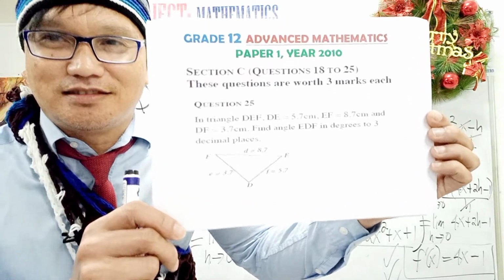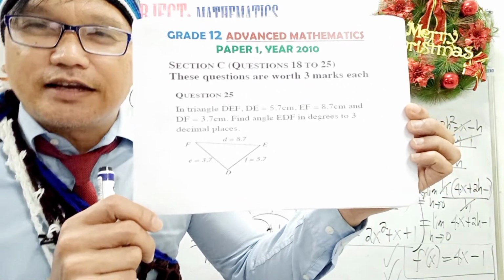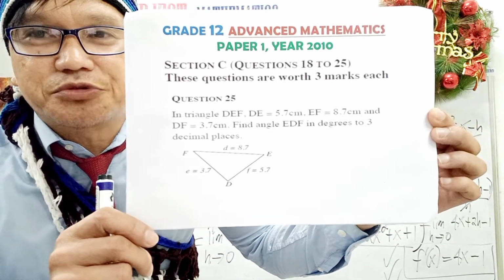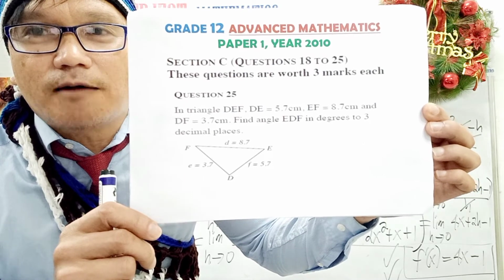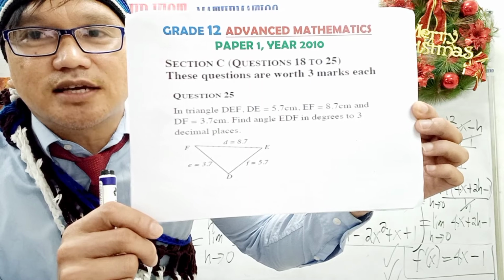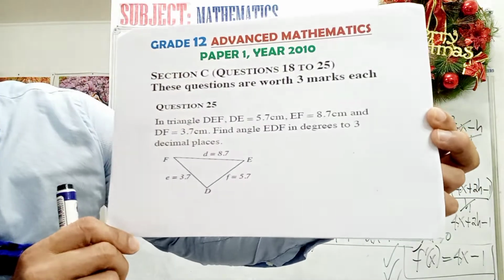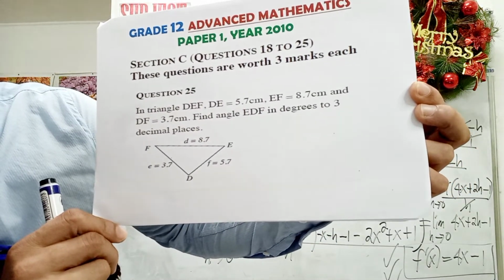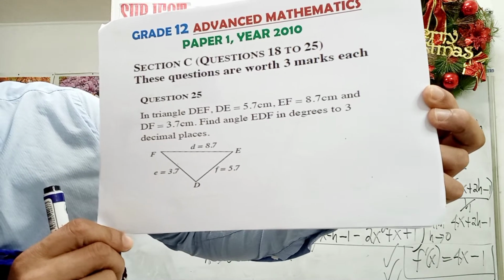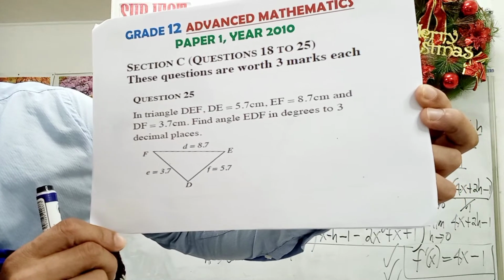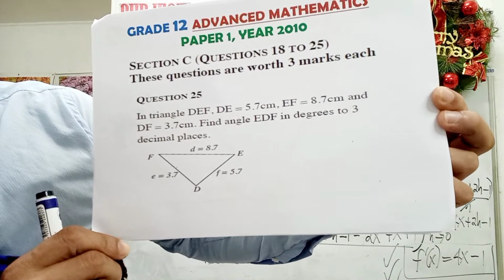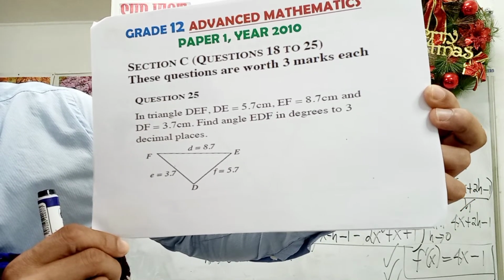Ladies and gentlemen, this is question number 25, and the question is on trigonometry, which is the use of the cosine rule, when the triangle is a non-right angled triangle. So this is the question. In triangle DEF, DE is equal to 5.7 centimeters, EF is equal to 8.7 centimeters, and DF is equal to 3.7 centimeters. Find angle EDF in degrees to 3 decimal places.